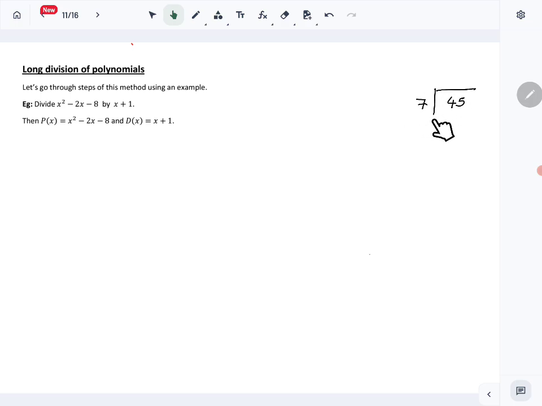So what's the first step? You check how many sevens inside of 45. How many? 6. You put it there. Then what you do? You multiply the top number with the divisor and put it under the dividend, right? Okay. So we do a similar thing for long division of polynomials. So you start by putting the dividend inside the division sign. So x squared minus 2x minus 8, and then the divisor outside, x plus 1, right?